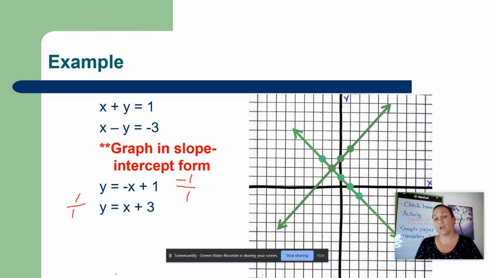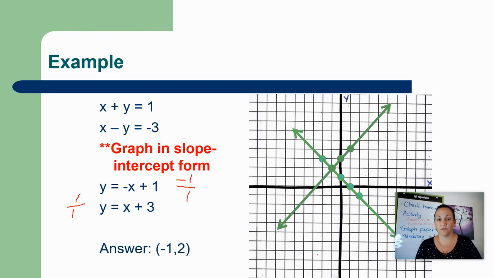Now, unlike last chapter where the graph was the final answer, in this chapter, as stated before, all of our answers are ordered pairs. So my final answer is going to be the ordered pair where these two lines are crossing. And these lines are crossing at -1 on the x and +2 on the y. So my final answer is -1, comma, +2.